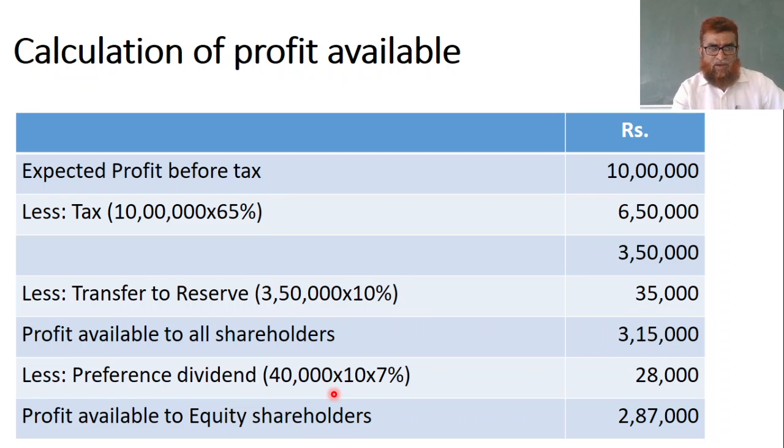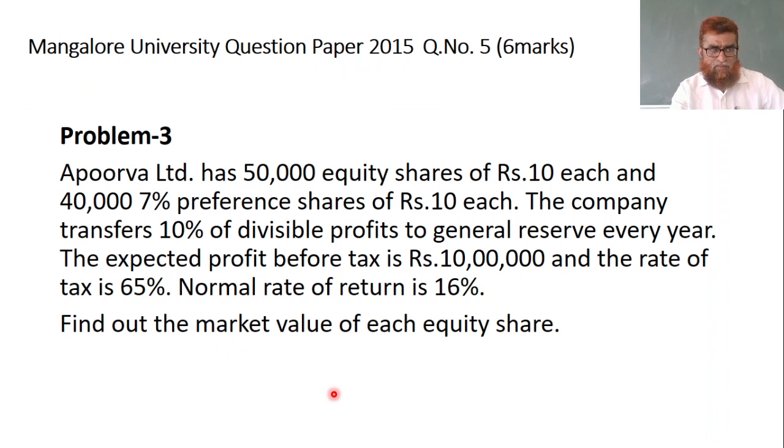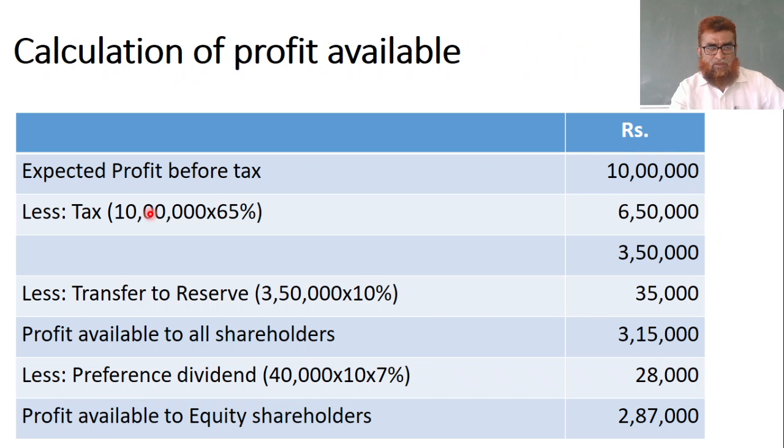Preference dividend is calculated on preference shares. See the problem. Preference shares are 40,000, per share value is 10 rupees. 40,000 into 10 rupees, 4 lakh, into rate of 7%. So 4 lakh into 7%, 28,000. Now the profit available to equity shareholders for the purpose of dividend is 2 lakh 87,000. So this is the profit available to the equity shareholders.